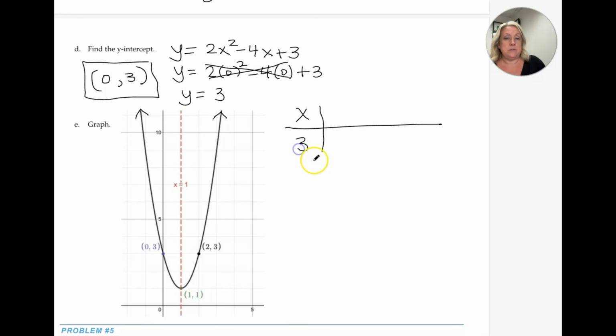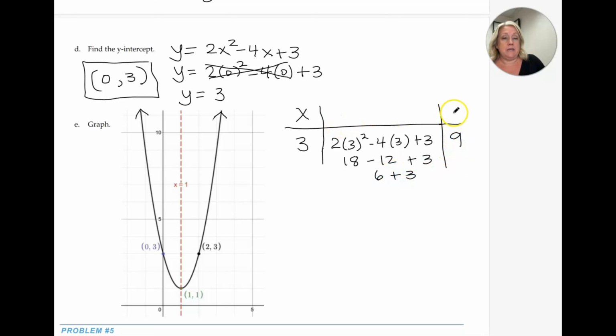So let's say that we pick x to be 3. And let's put that in here. 2 times 3 squared minus 4 times 3 plus 3. And 3 squared is 9 times 2 is 18 minus 12 plus 3. Here I get 6 plus 3 gives me 9. So my x is 3, my y is 9. So that would be another point on here. So over 3 up 9 we can see is right there.